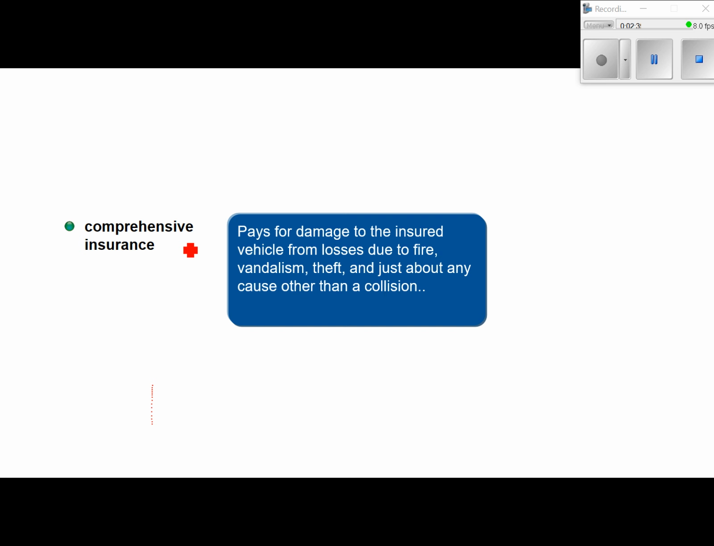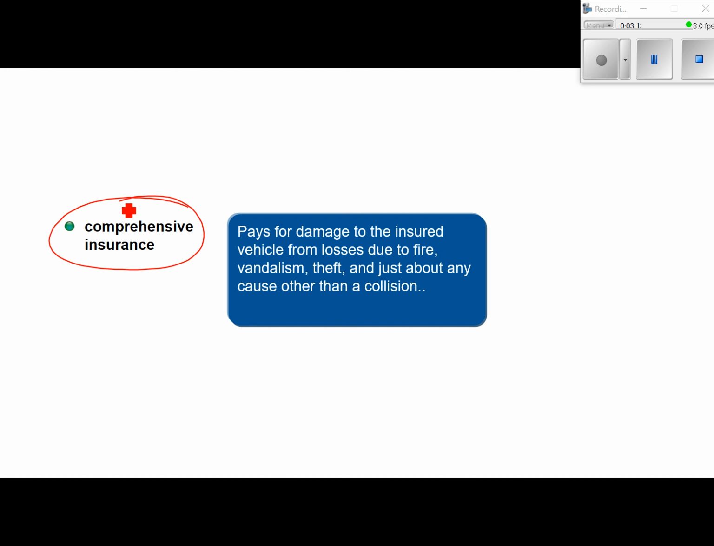Comprehensive insurance. Comprehensive goes along with full coverage, sort of. That's not really a name, but that's something that some people will say. Comprehensive insurance pays for damage to your vehicle or losses due to fire, vandalism, theft. So if your car's sitting in a parking lot somewhere and it gets vandalized, comprehensive insurance pays for that.